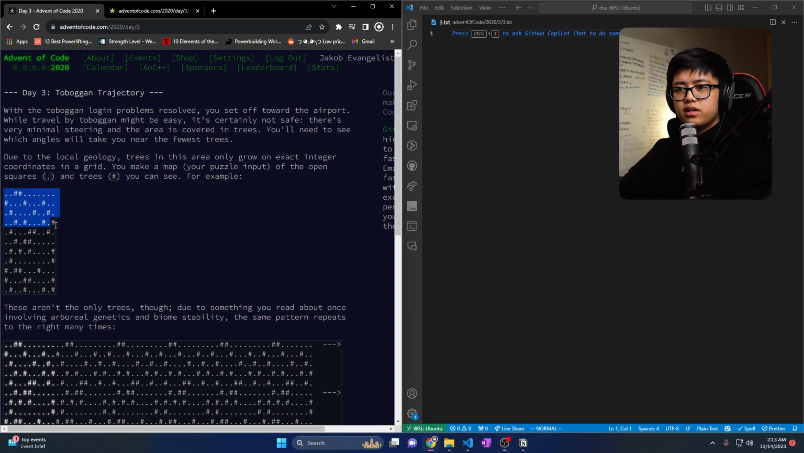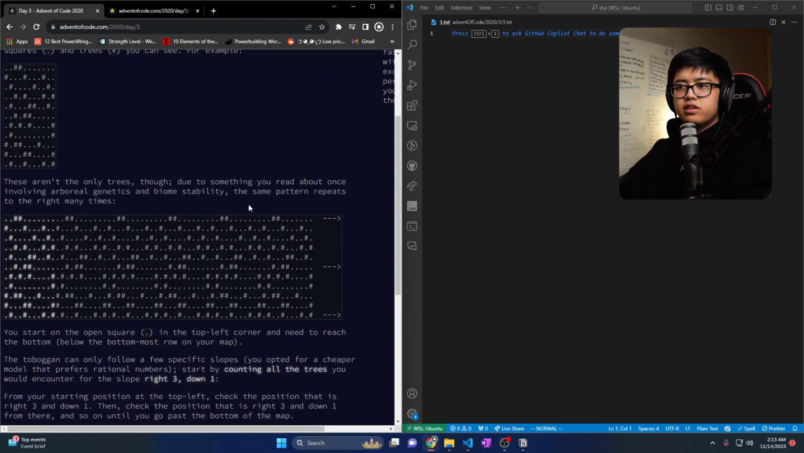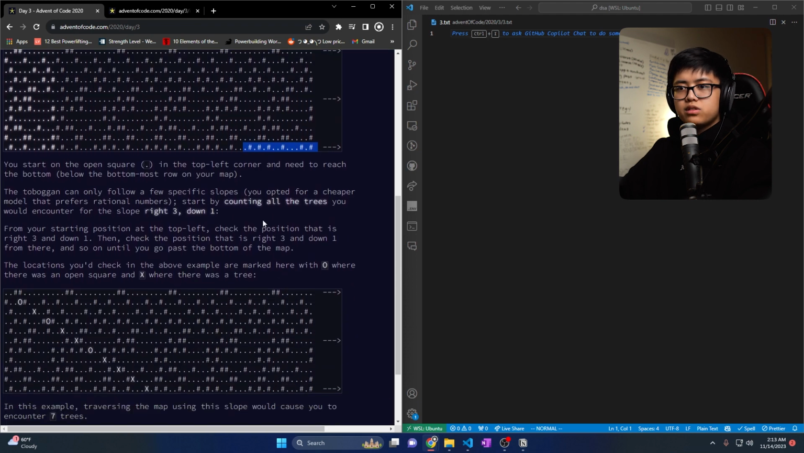For example, given this input. These aren't the only trees, though, due to something you read about once involving arboreal genetics and biome stability. The same pattern repeats to the right many times. So you see this is the same as this, which is the same as this. You start on the open square (dot) in the top left corner and need to reach the bottom, below the bottommost row on your map. The toboggan can only follow a few specific slopes. You opted for a cheaper model that prefers rational numbers.